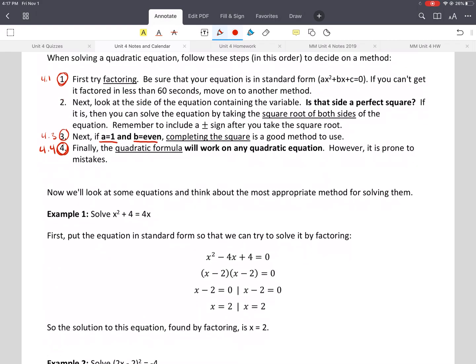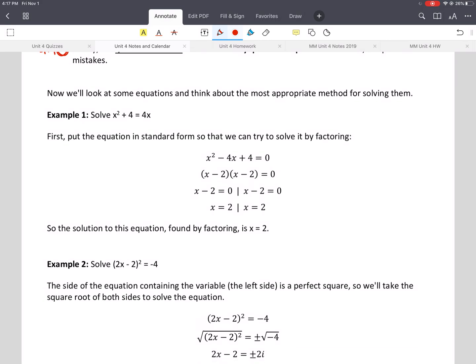All right, so let's go through some examples. First example, we have x squared plus 4 equals 4x. The number one step is always putting things into standard form. Always. So here we take it and put it into standard form.